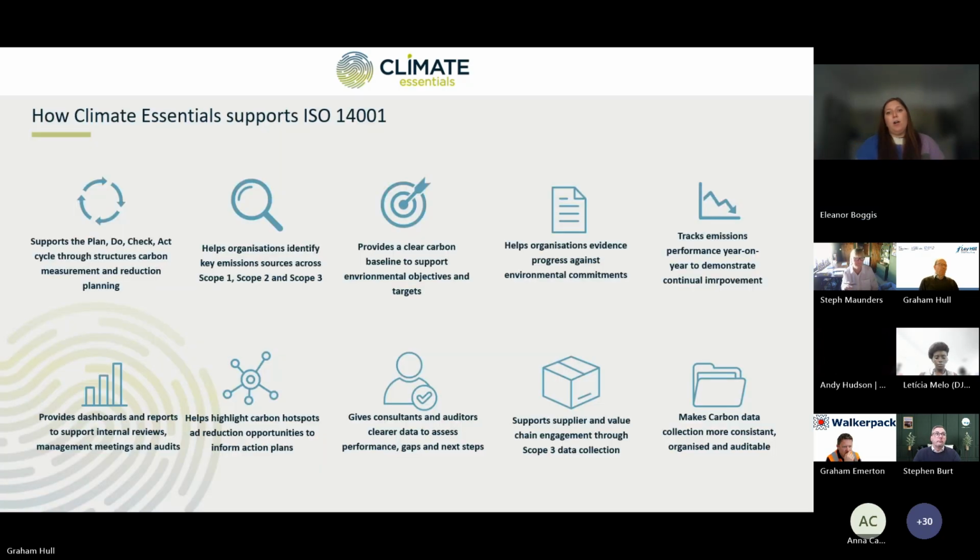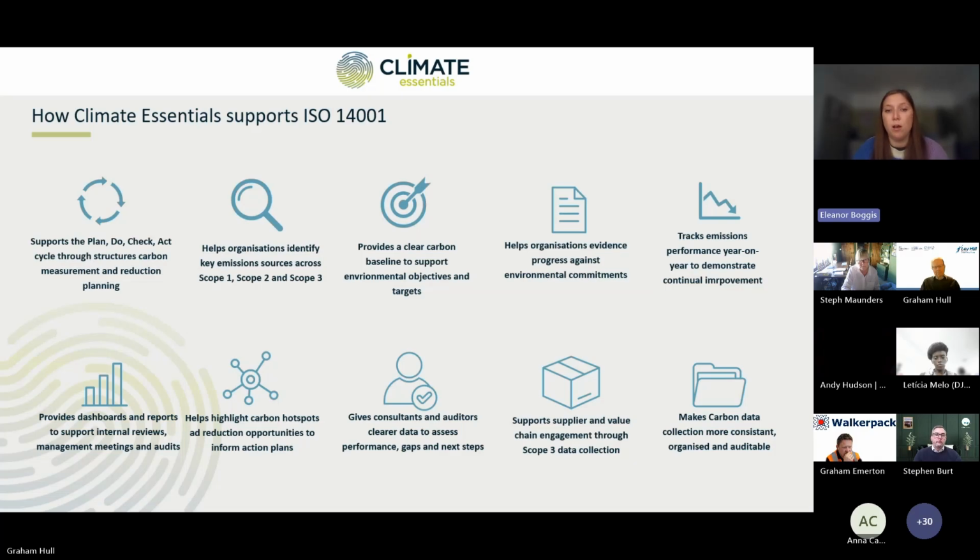So I won't spend ages talking, but I thought I would just pick out the main points of how Climate Essentials supports your ISO 14001 in particular. Obviously it supports the plan, do, check and act cycle through structured carbon measurement and reduction planning. So instead of working in that very complicated, messy spreadsheet that you may have been doing all of your calculations in before, using the Climate Essentials platform really helps you more easily track your emissions.